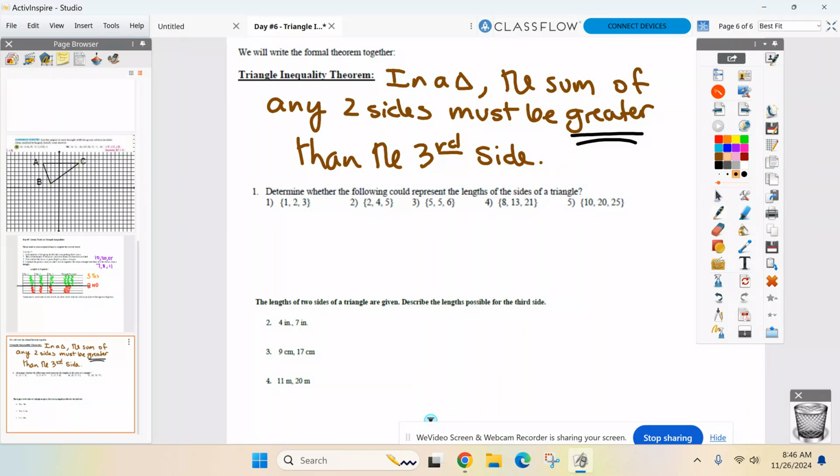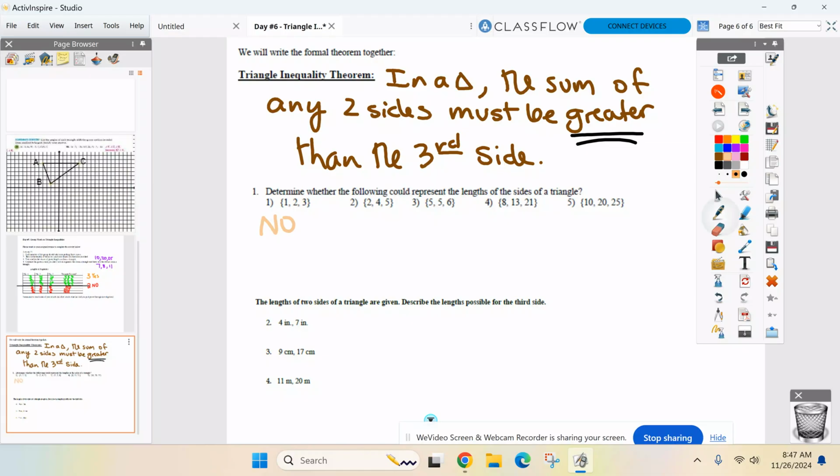So Zoe, is that going to work? No. Nope, because everyone, 1 plus 2 is 3. It's got to be greater. Even though I know some of you could argue, well, 3 plus 2 is bigger than 1. True, but as long as you find one that doesn't work, it's not a triangle. So 1 plus 2, not bigger than 3. That's why that one will not form a triangle.